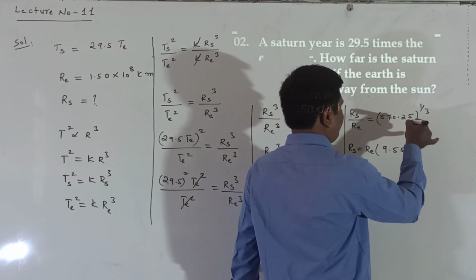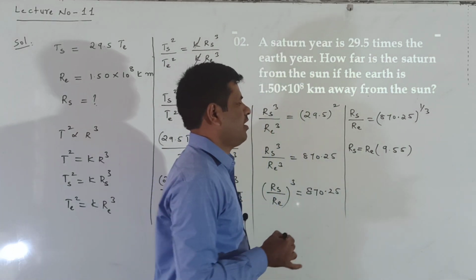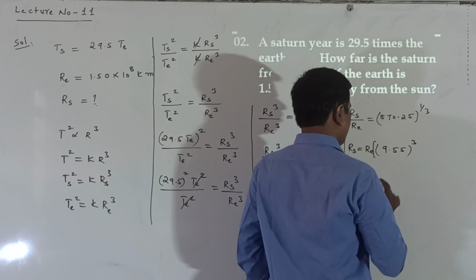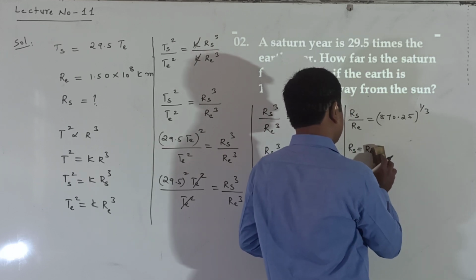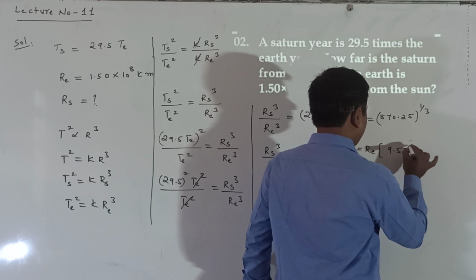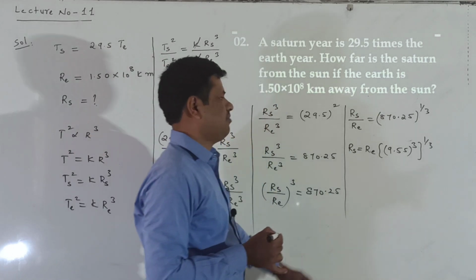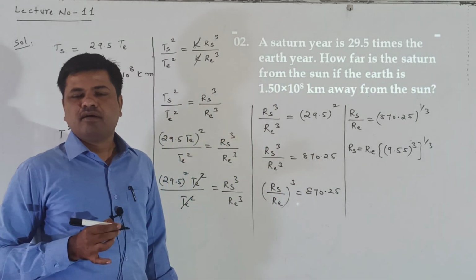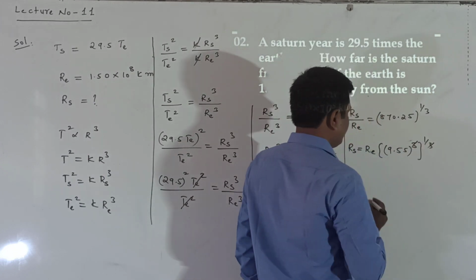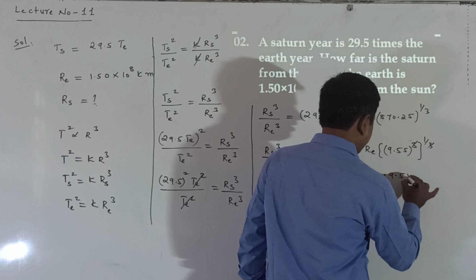That value is equal to 9.55, that is 9.55 into 9.55 into 9.55. When making this, 870.25 whole power of 1 by 3, you can write it like this: 9.55 whole cube whole power of 1 by 3. 9.55 whole cube, when making, we are getting 870.25. So the whole cube and whole power of 1 by 3 cancel. Now Rs is equal to Re into 9.55.